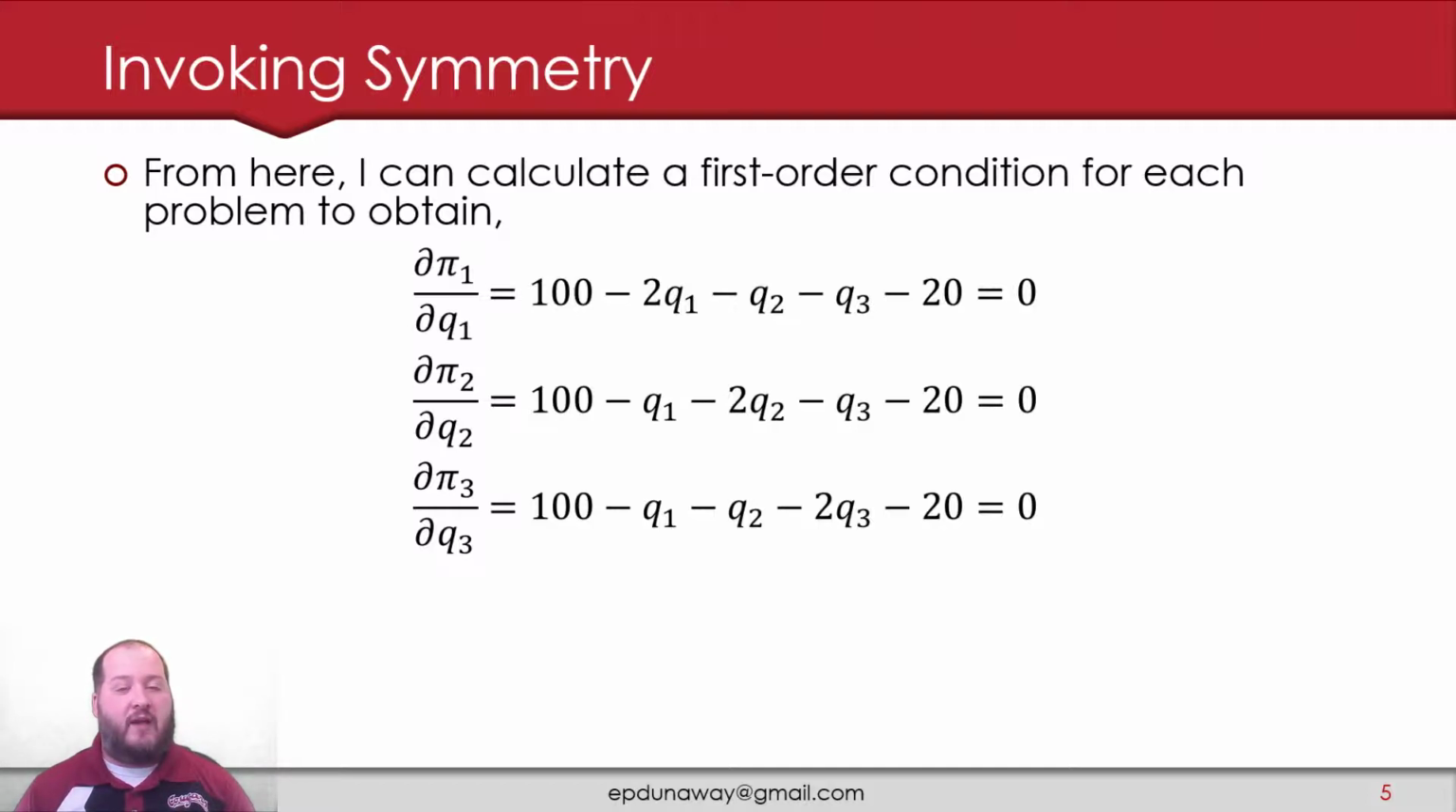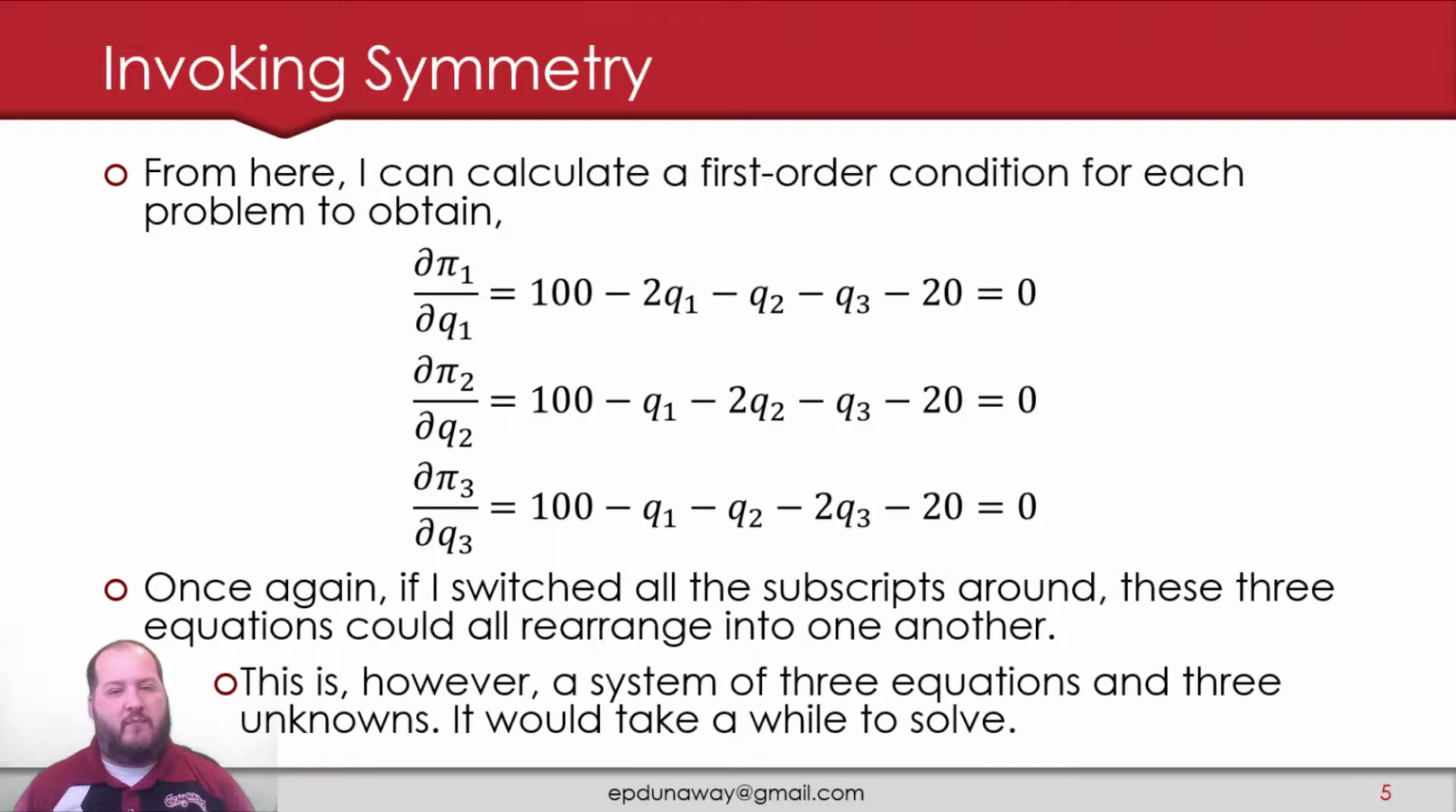And for firm 3, I get 100 minus Q1 minus Q2 minus 2Q3 minus 20 equals 0. And again, it's the same thing. I could rearrange my subscripts, and all of these equations would just become one another. So they are indeed symmetric. But looking at this, this is a system of 3 equations and 3 unknowns, and that would actually take a while to solve. We'd probably want to use a matrix, work through it, and do our reduced row echelon form. But since these are symmetric, I can actually very quickly solve these.